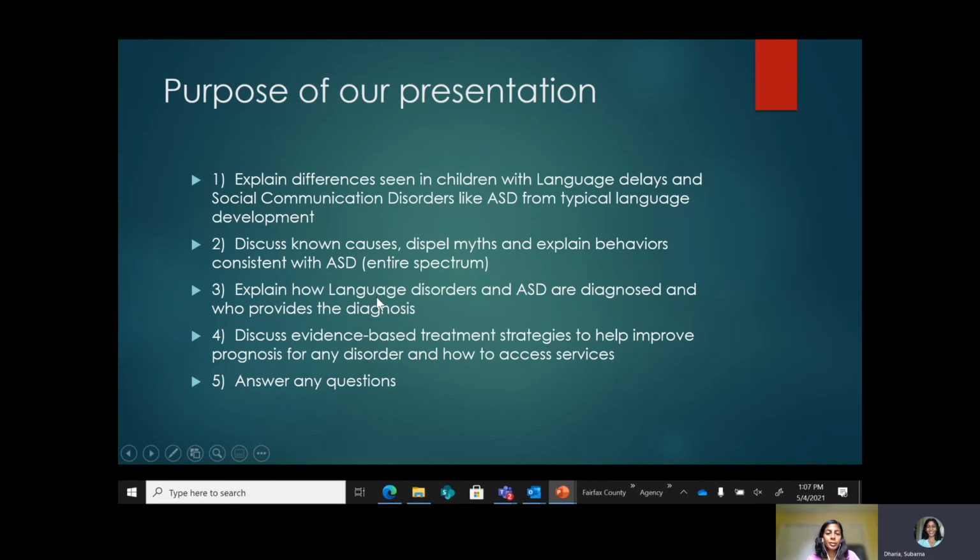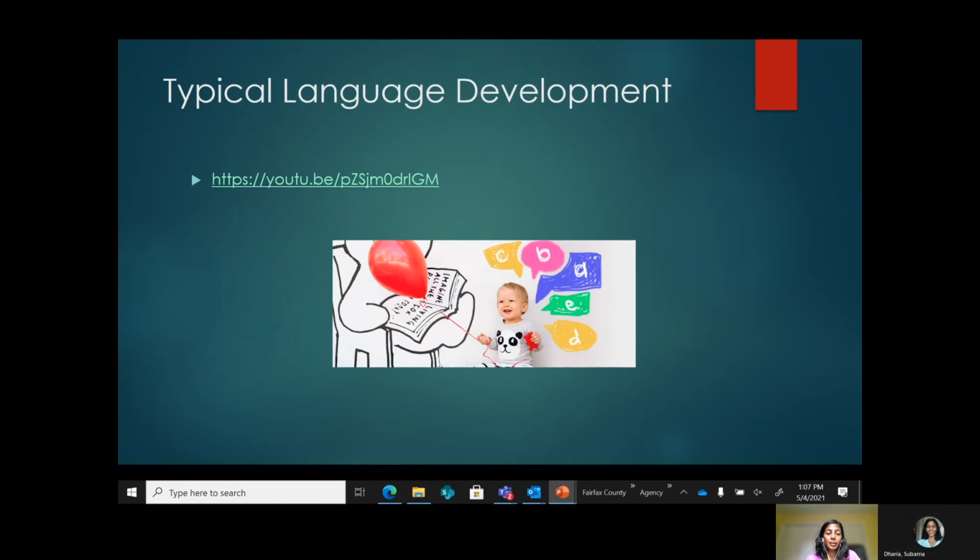It's important to understand how autism and language disorders are diagnosed, who provides the diagnosis, and then what kind of evidence-based treatment options are available, and how to access those things. So let's start with a video that describes what language looks like in the young child. And we're going to focus on even 0 to 2, 2.5 here.